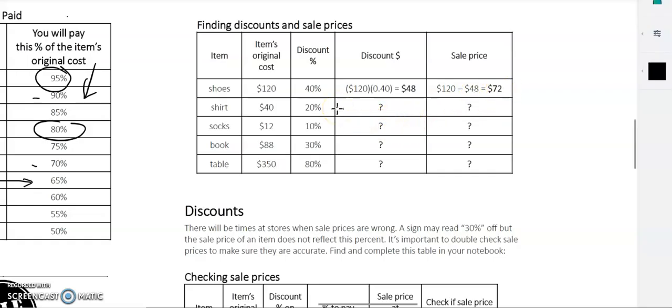All right. Let's do this here. We have a $40 shirt. We're taking 20% off. So 20% as a decimal is 0.20, times 40. 20% of 40 gives us $8 for the discount, the dollar value of the discount. 40 minus 8, that's going to be a $32 shirt. So do that for those others here.